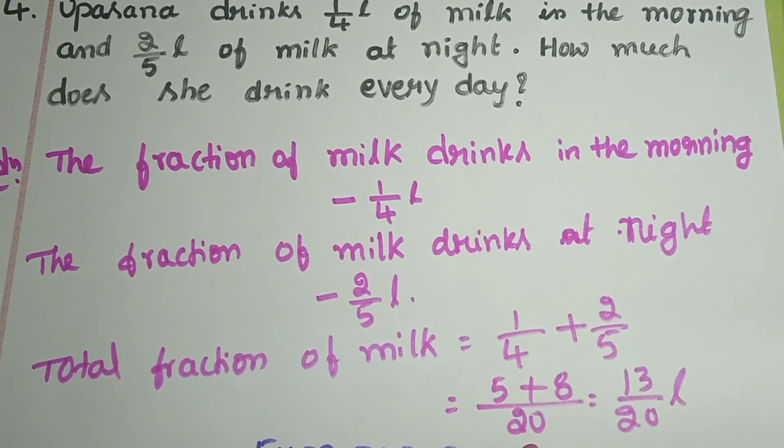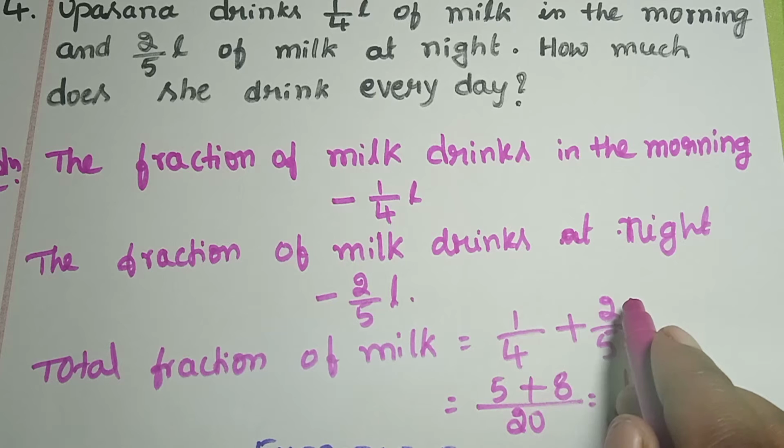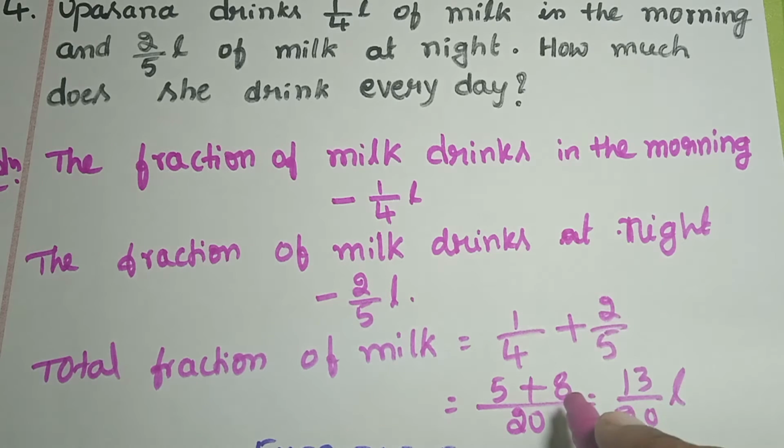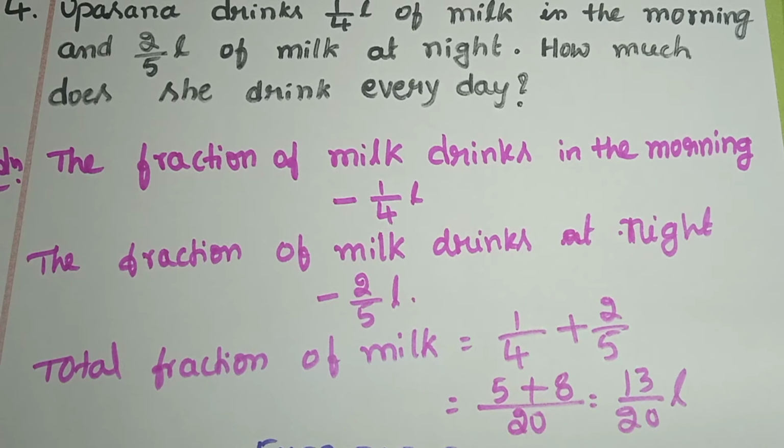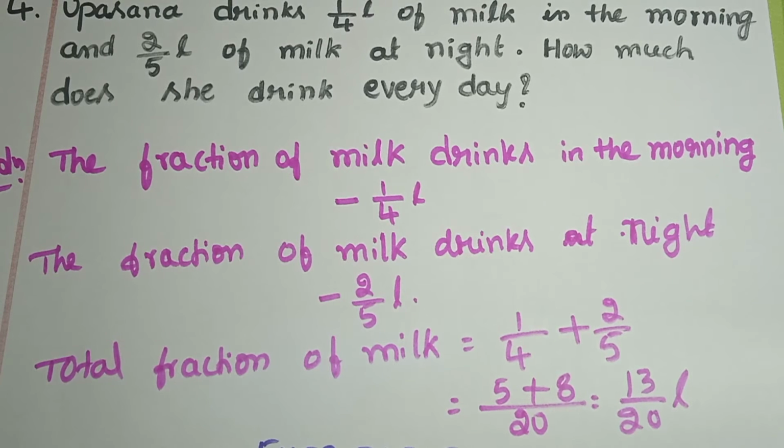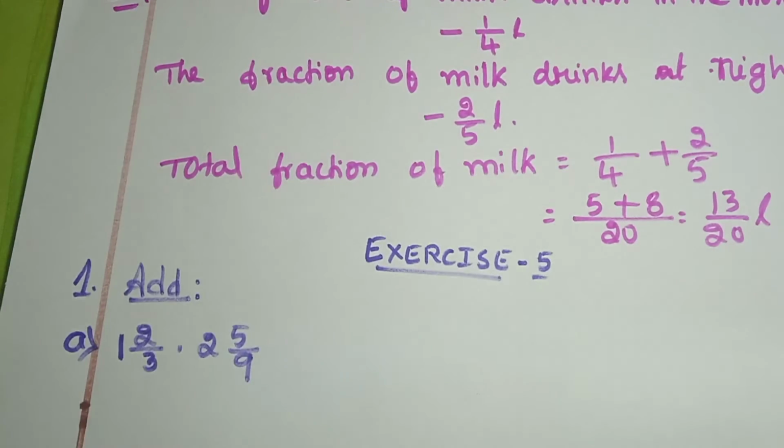Plus 5 here. Here 20 is there. We should multiply with the 4. And this 4 will multiply by 2. That is 4 2s are 8. That is 13 by 20 liter. Okay children? Yes. Let us go with another example.